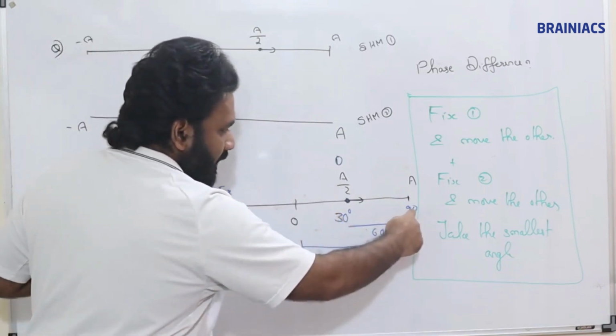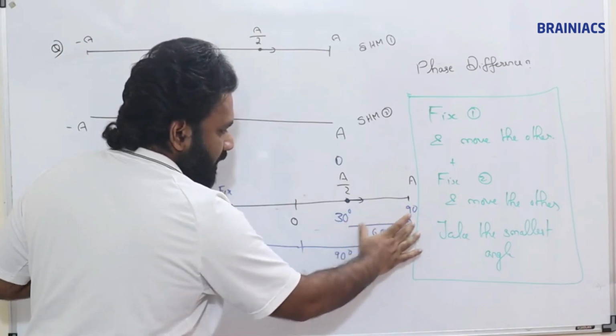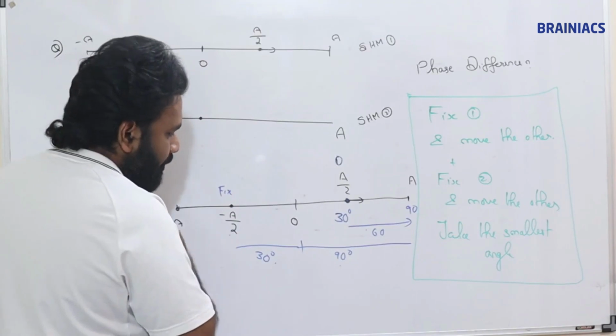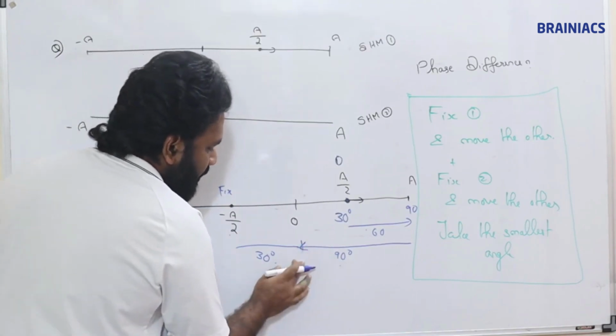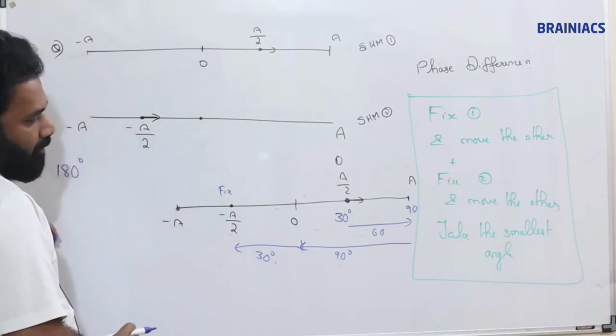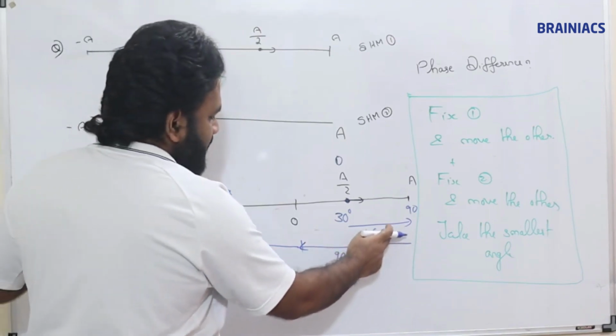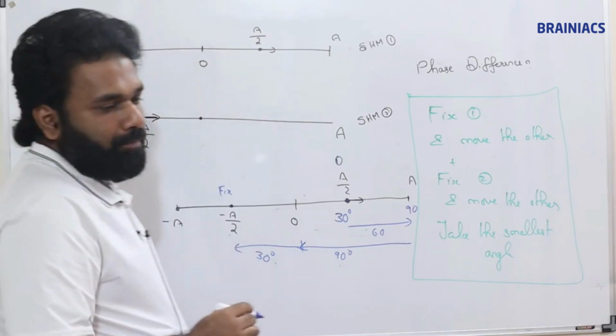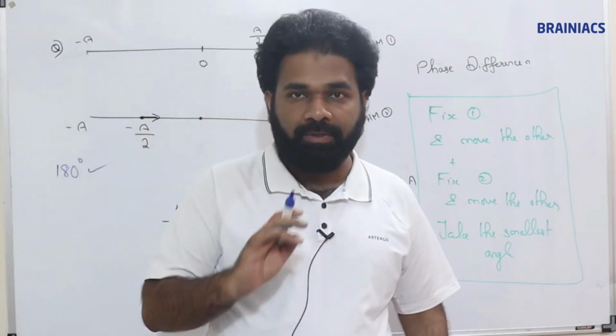So 30 to 90 is 60 degree. Coming back to the mean position, 90 degree it has moved. Then from the mean position again till A by 2, which means again 30 degree it has moved. So 60 plus 90 plus 30, we are getting 180 degree. So that is one possibility.